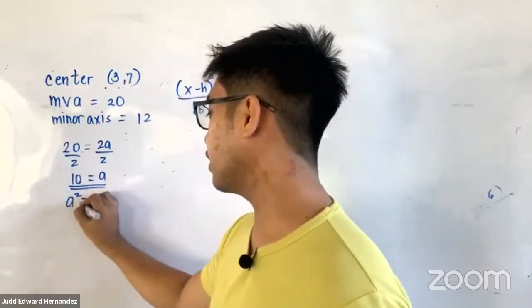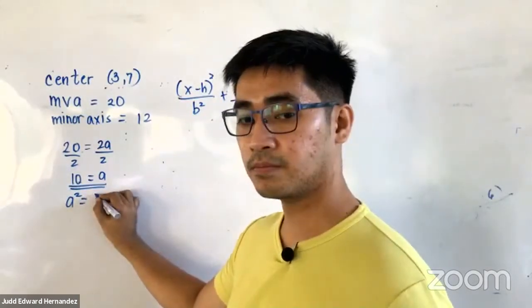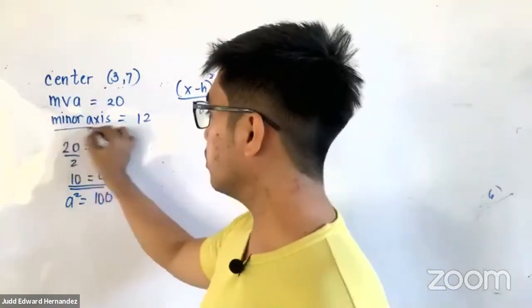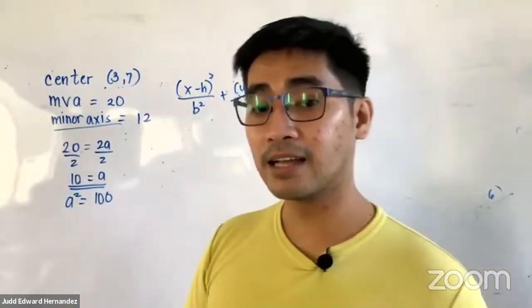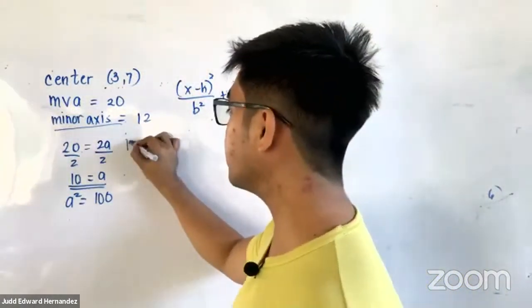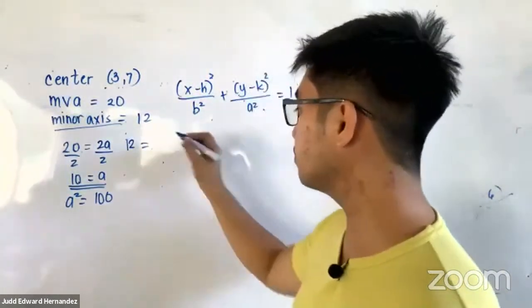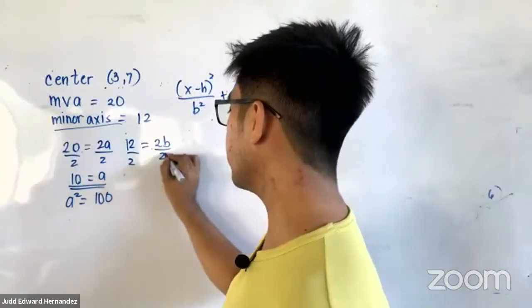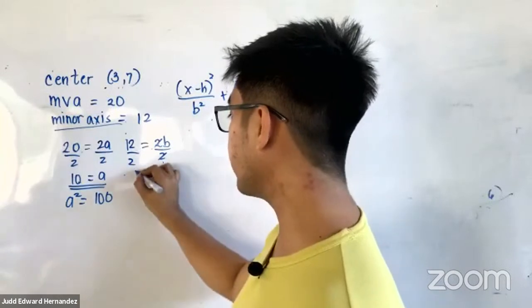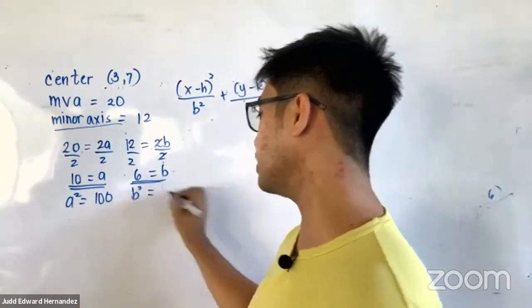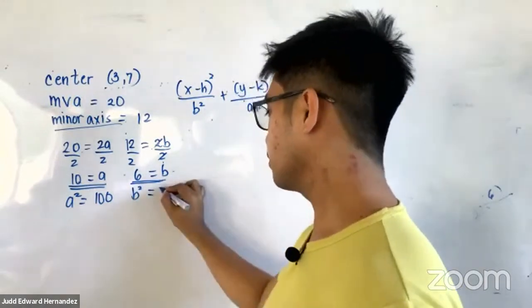What is our A squared? 100. Okay. We are given another condition. Minor axis having a length of 12. Saan natin ngayon i-equate si 12? 12 is equal to 2B. Divide both sides by 2. 12 divided by 2 is 6. Therefore, that is the value of B. What is our B squared? 36.